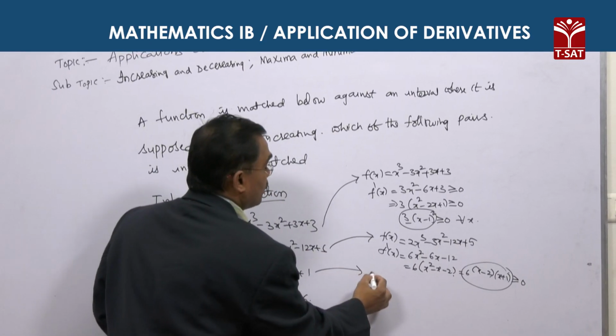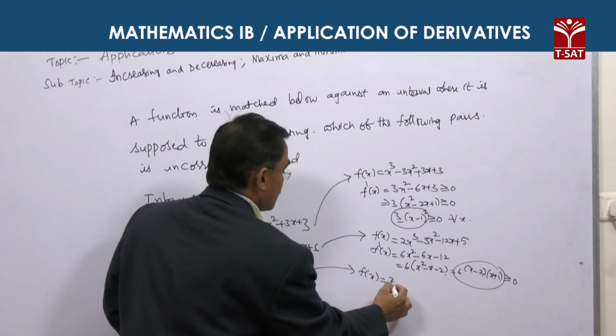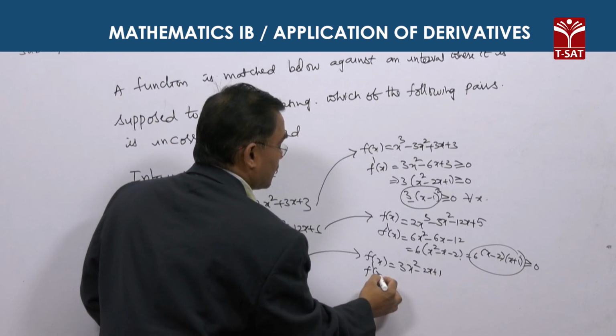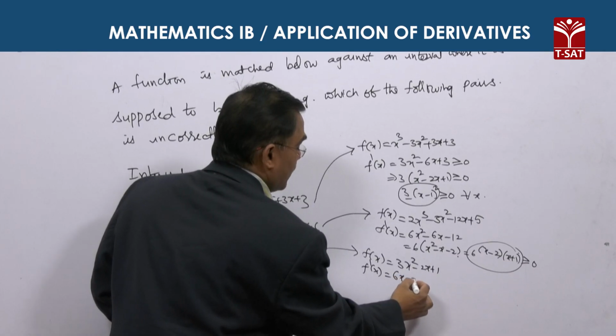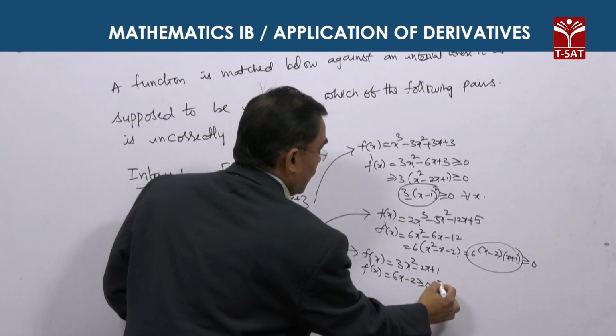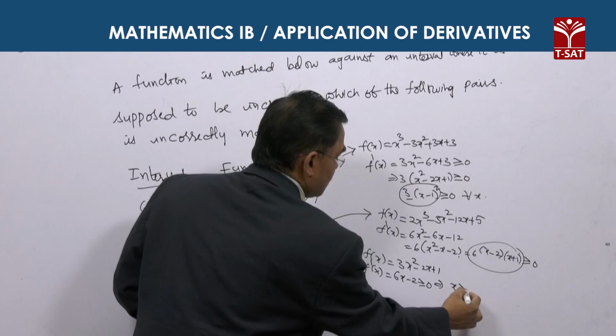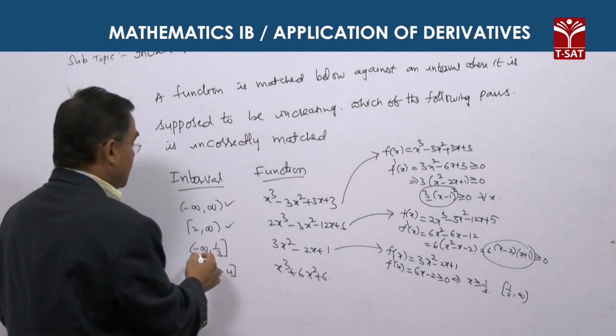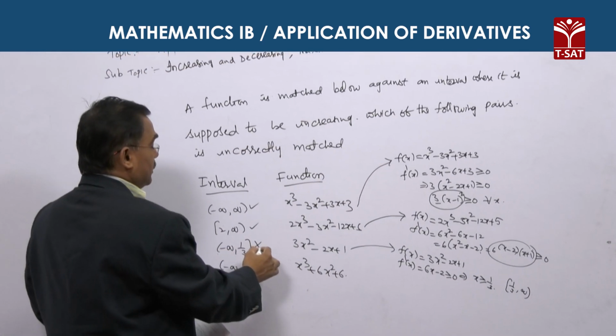Coming to the third function, f(x) = 3x square minus 2x plus 1, and f'(x) = 6x minus 2, which is positive, implying x greater than or equal to 1/3. So it is increasing in the interval 1/3 to infinity, but the given interval is minus infinity to 1/3, so this one is wrong.